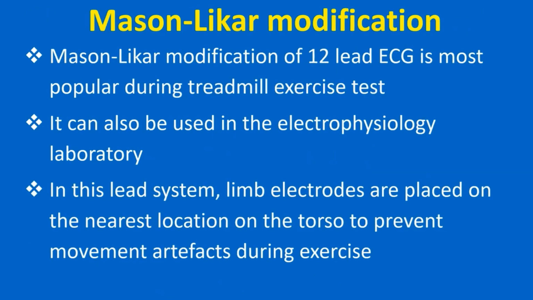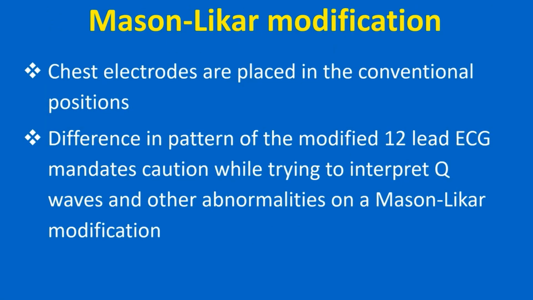Mason-Likar modification of 12-lead ECG is most popular during treadmill exercise test. It can also be used in the electrophysiology laboratory. In this lead system, limb electrodes are placed on the nearest location on the torso to prevent movement artifacts during exercise. Chest electrodes are placed in the conventional positions.